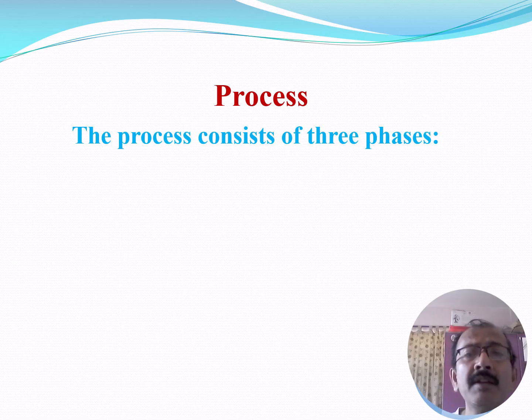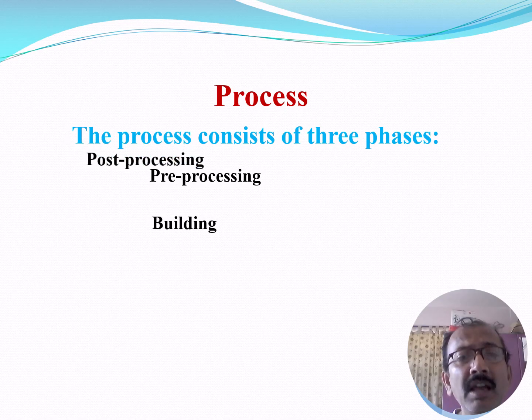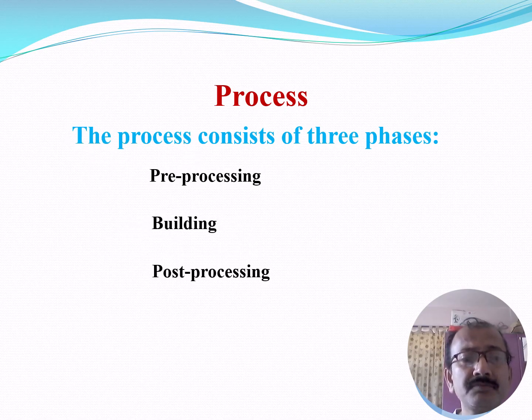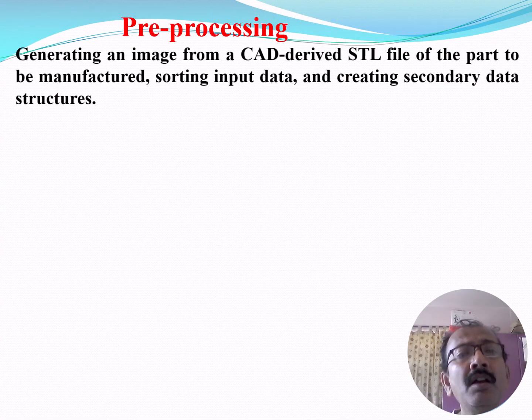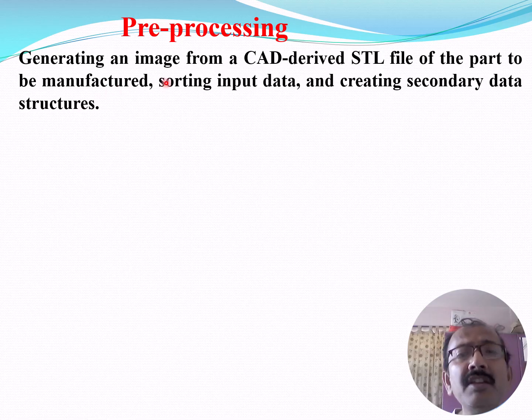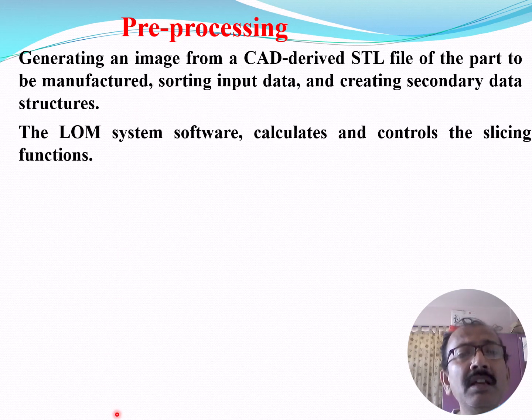Now the process. The process consists of three phases: pre-processing, building, and post-processing. Now pre-processing. It involves generating an image from a CAD derived STL file of the part to be manufactured, shortening input data and creating secondary data structure. Next is the LOM system software. The LOM system software calculates and controls the slicing function.